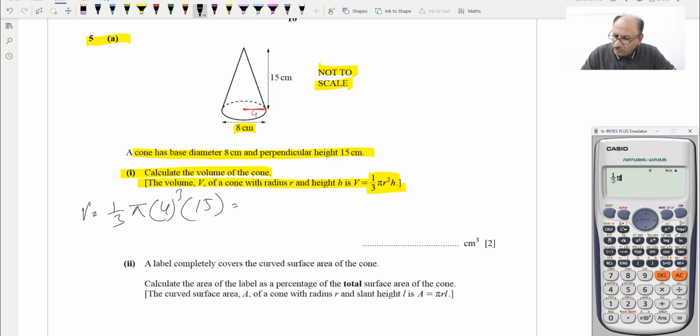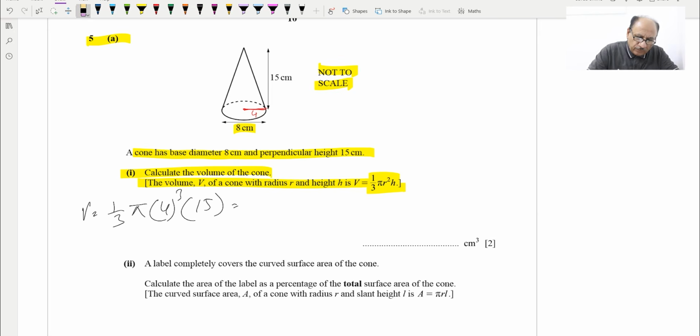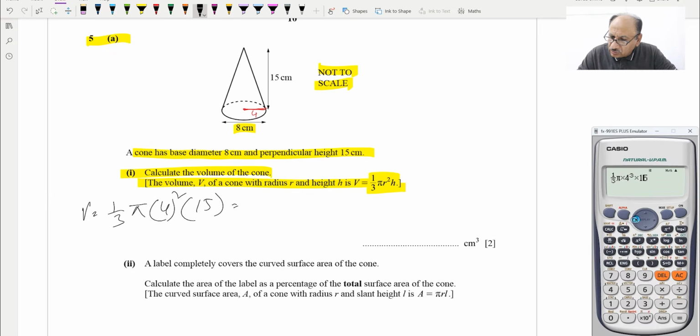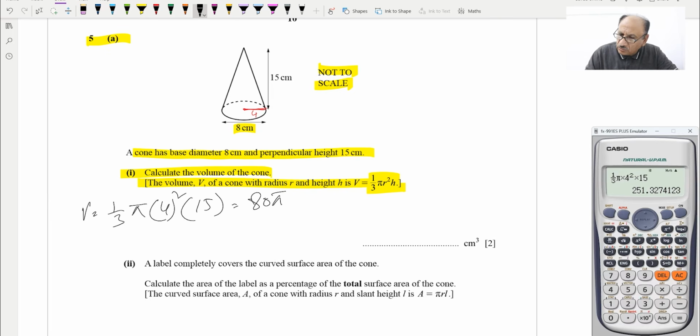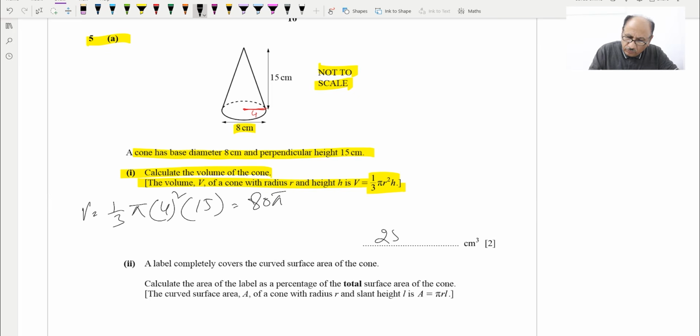So this is 1 over 3, pi, multiplied by 4 squared, it's not 4 cube, it's 4 squared, and multiplied by 15. This results in 80 pi. So 80 pi in decimal we can show as 251.33.